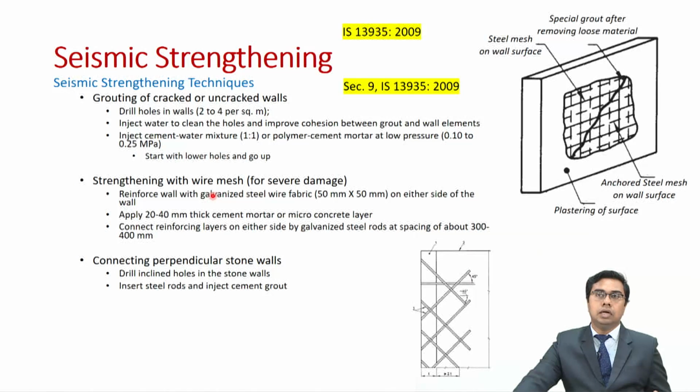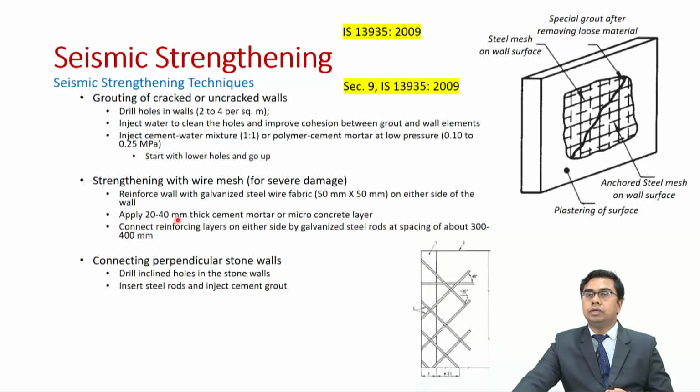Again, we will start with the lower holes and go up in case of a vertical crack. This we have seen in case of seismic repair as well earlier in today's class itself. We can also go for a strengthening with wire mesh in case of severe damage. In this case, we will reinforce the wall with galvanized steel wire fabric, which is commonly available as 50 mm by 50 mm on either side of the wall.